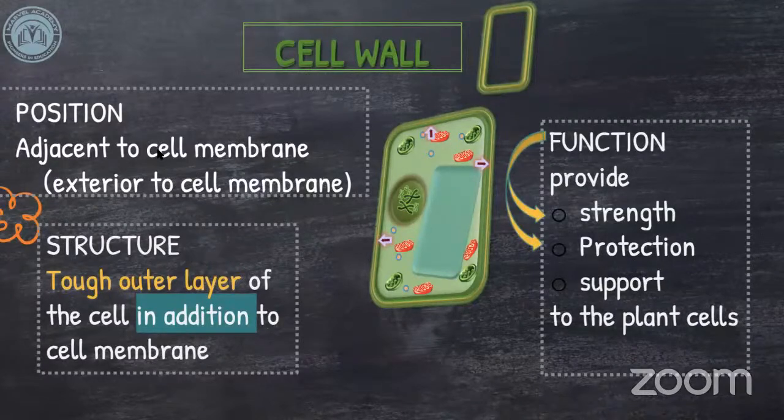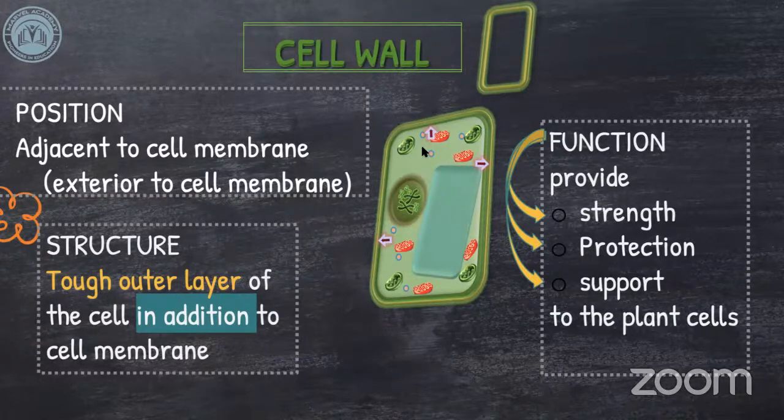So for the time being, the cell wall is always adjacent to the cell membrane, exterior to the cell membrane. So it is outside. You can see it, right? This is a very tough layer. It is made up of cellulose, children. It is a carbohydrate, a polysaccharide. So remember that one. It is made up of cellulose. What are the functions of it? Provide strength, protection, and support to the cell.